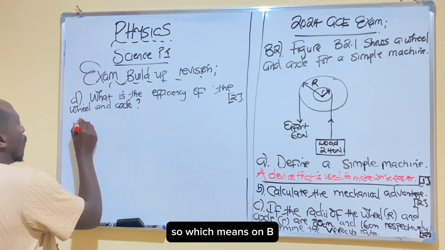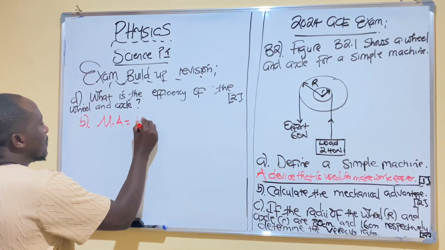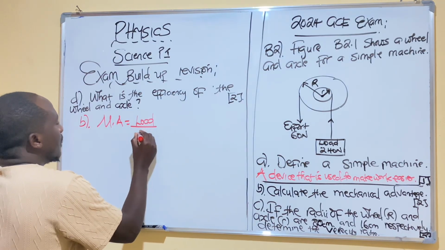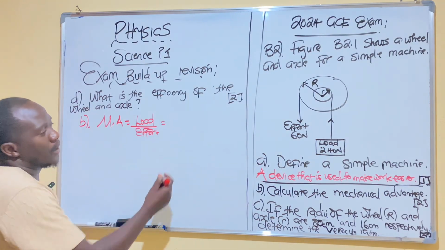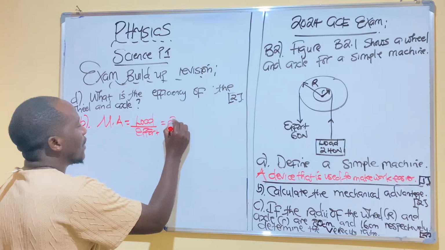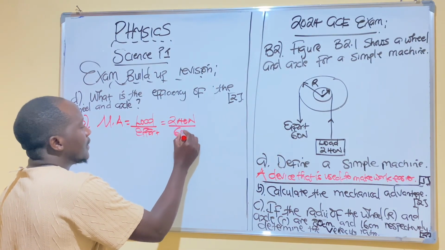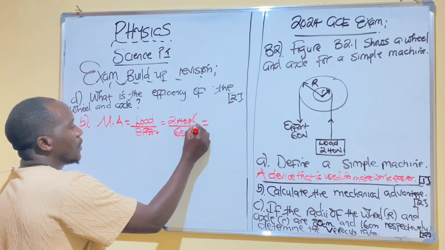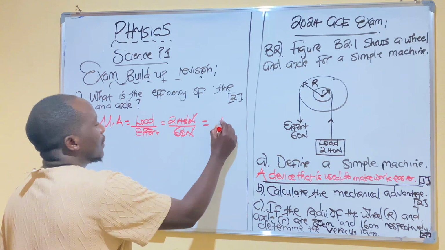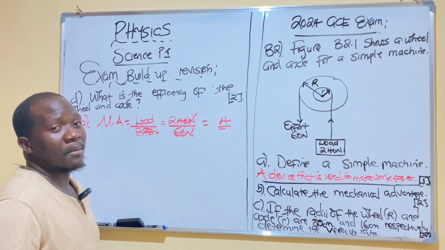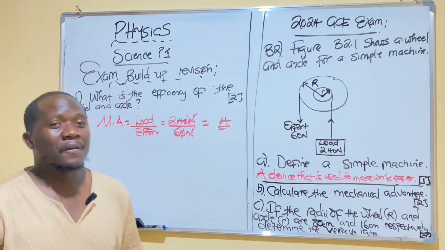So which means on B, we're going to say mechanical advantage equals load over effort. Then in this instance, we're now going to put the values. So here, we've got 240 newtons over 60 newtons. So newton and newton cancel, a 0 and a 0 cancel, 6 into 24, this one is going to give us a 4. Remember, I said mechanical advantage is the ratio of the size of the load to the size of the effort.